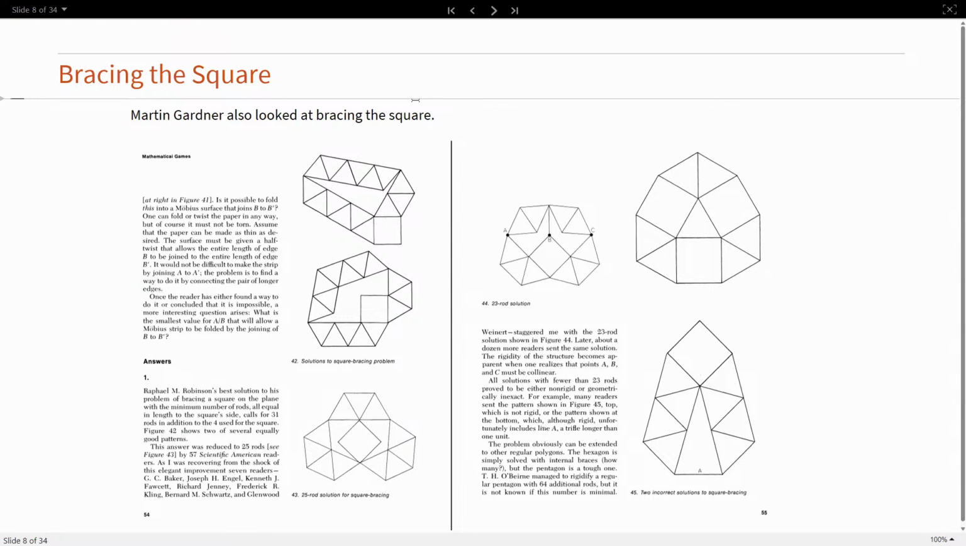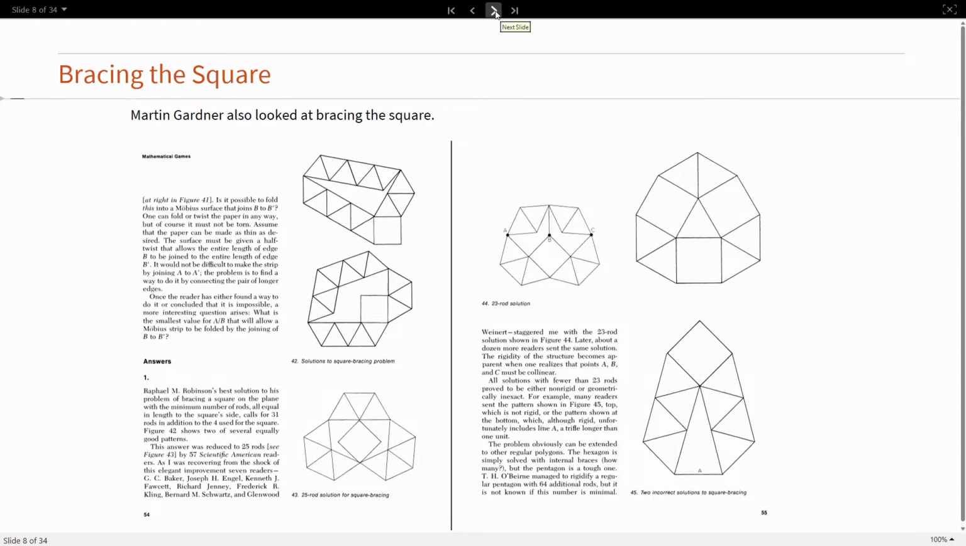Another column Martin Gardner looked at was bracing the square with unit distance lengths. And he asked if it was basically possible to brace the square just with matchsticks, basically. And these were two solutions that he knew, but readers came up with this method here, which also works. And with this method, if you realize that points A, B, and C have to be collinear, you can see that this is rigid. This is not a rigid graph here. It can be deformed, and this is not a proper bracing because this length here is greater than 1.